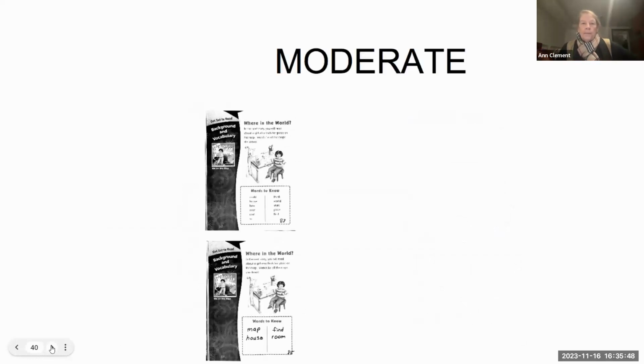Okay. For a more moderate adjustment, on the top is the one the typical student would do. I would go down, erase the words that they had, and put in the words that I wanted the student to learn from this exercise. So it's still doing the same exercise as the other students, but it's modifying, adjusting the curriculum for where the child is at.